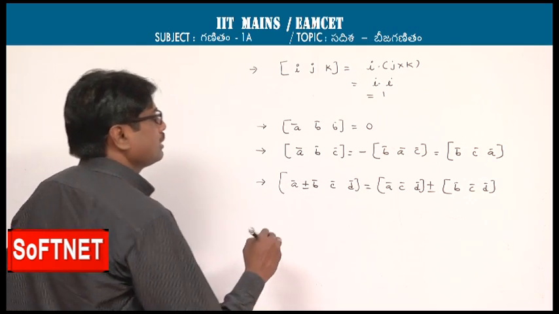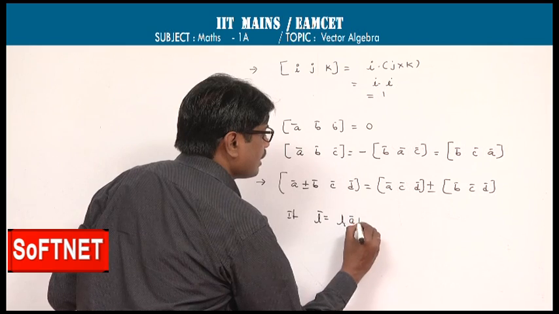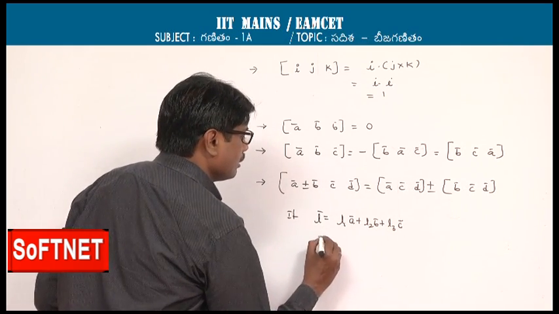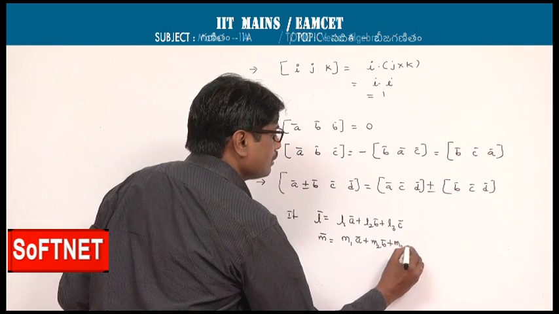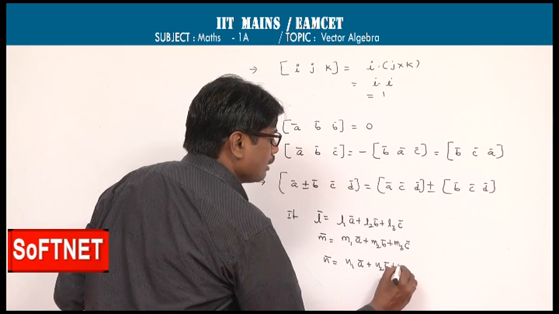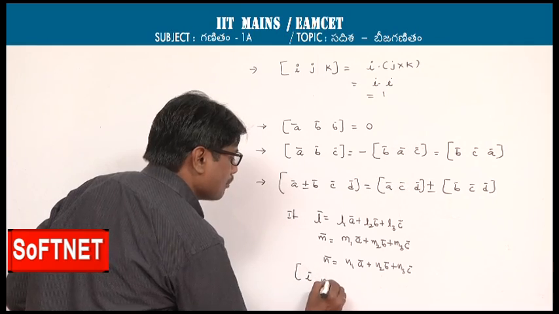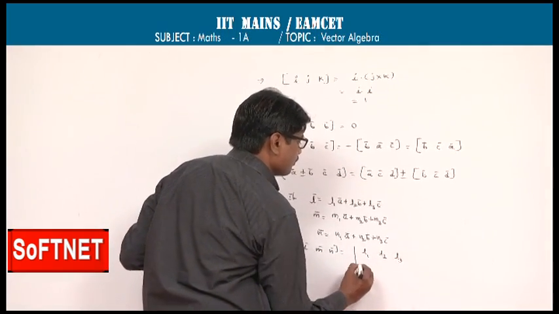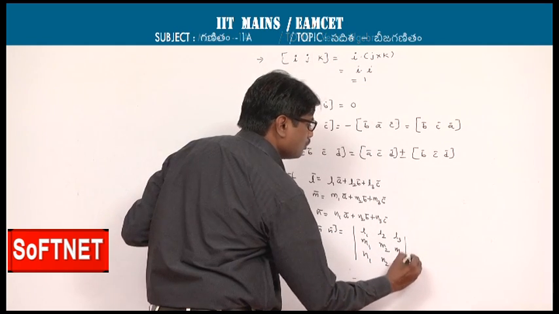When vectors are given as linear combinations, that is, L bar is equal to L1 times A bar plus L2 times B bar plus L3 times C bar, M bar is equal to M1 times A bar plus M2 times B bar plus M3 times C bar, and N bar is equal to N1 times A bar plus N2 times B bar plus N3 times C bar, then box of L bar, M bar, N bar is equal to the determinant of the 3 by 3 matrix L1, L2, L3, M1, M2, M3, N1, N2, N3 times box ABC.